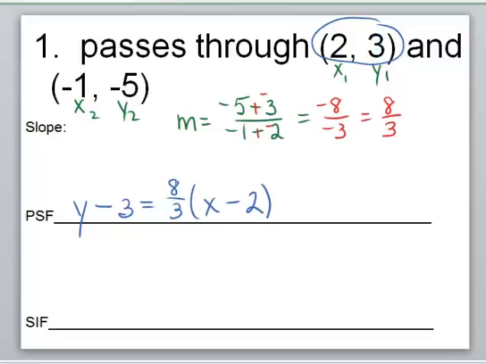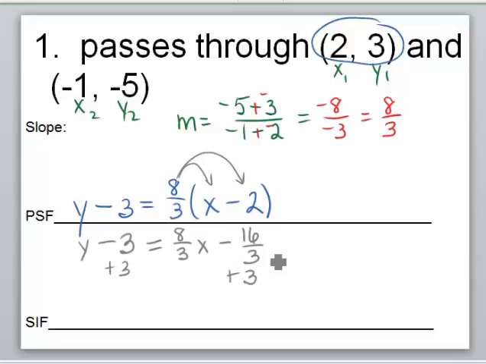My next step then is I'm going to put it in slope-intercept form, which is y equals mx plus b. In order to do that, I'd have to distribute this out. I'm changing colors so you can see that I'm doing that. 8/3 x minus 16/3. And then the last step would be to add 3 to both sides. When I add 3 to both sides, I'm really doing the problem negative 16/3 plus 9/3. So my final answer for slope-intercept form would be y equals 8/3 x plus or minus negative 7/3.